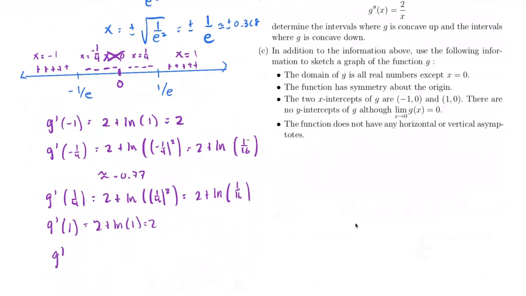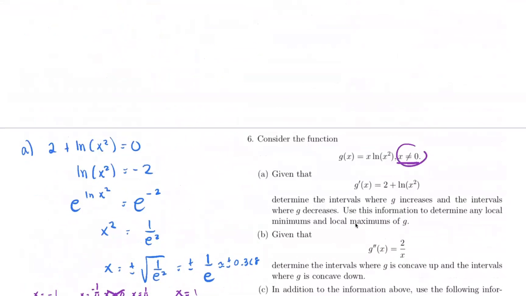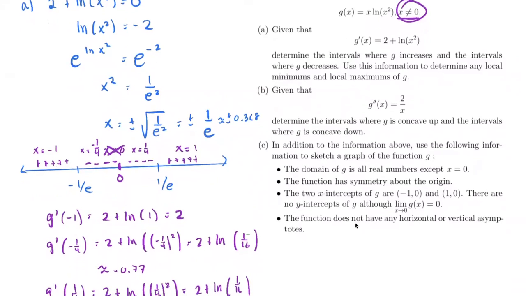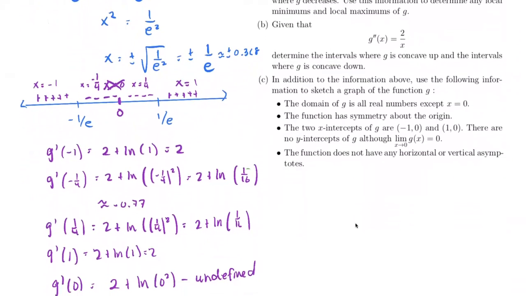Now, g prime of 0 is undefined because you get 2 plus natural log of 0 squared. That's undefined. They already told me that x cannot be 0. So that automatically becomes a point of interest. That automatically is either an asymptote or something else is going on. And in this case, it turns out that it's something else going on. It's not actually quite an asymptote. But it doesn't mean you can't do the analysis. So just looking at this, you can tell that this is a local max because it goes up and then comes down. And you can tell this is a local min because it goes down and then it goes up.